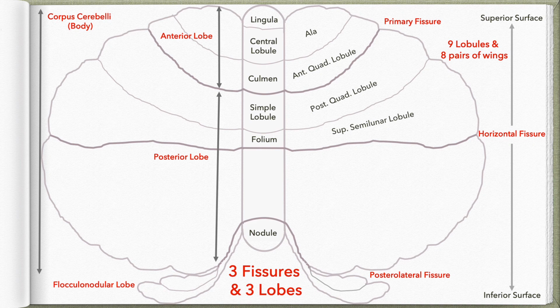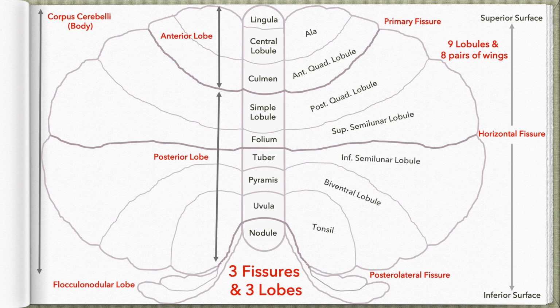superior semilunar lobule. Now coming to the inferior surface, that is between the horizontal fissure and posterolateral fissure, the vermis is divided into 3 parts, tuber, pyramis and uvula, and the hemispheres are separated into 3 parts again. Tuber is continuous with inferior semilunar lobule, pyramis is continuous with biventral lobule, and uvula with the tonsil. The 9th part of the vermis was nodule, which was continuous with the flocculus. This has already been discussed, that is the posterolateral fissure separating the flocculonodular lobe.